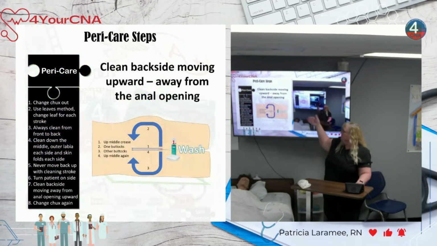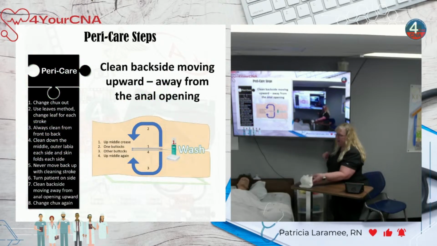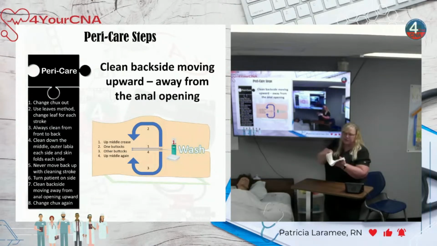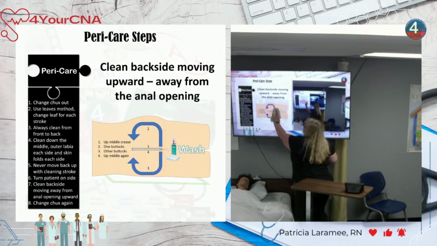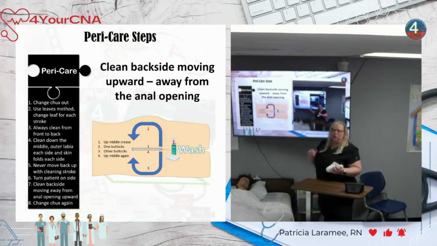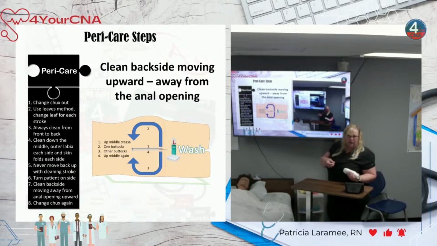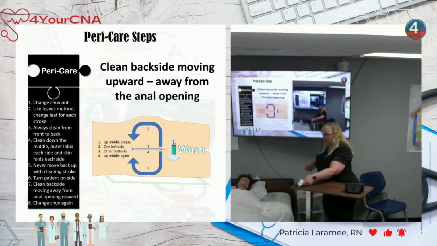Scoot, roll, and then we're going to clean the backside. So I'm going to take the third washcloth, wring it out really well, apply soap, and we're going to use the leaves method. I'm going to go from the anal opening up the center crease. We'll fold that over. We're going to clean one cheek, fold that over. Clean the other cheek, fold that over. And once more up the center crease, because that's where urine is going to run. It's like a riverbed. And we're going to set this aside on the barrier because it's been used.